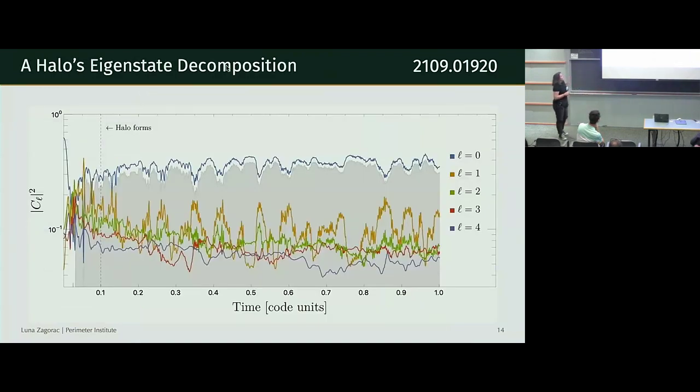So here we have the absolute value of C_L squared, which is to say how much of the dark matter density lives in each of the L states, summing over the n states, as a function of time. Time here is in code units because I'm a simulator. You can consider this about a Hubble time. And don't look at anything before 0.1 because the halo hasn't formed yet, so this is basically box noise.